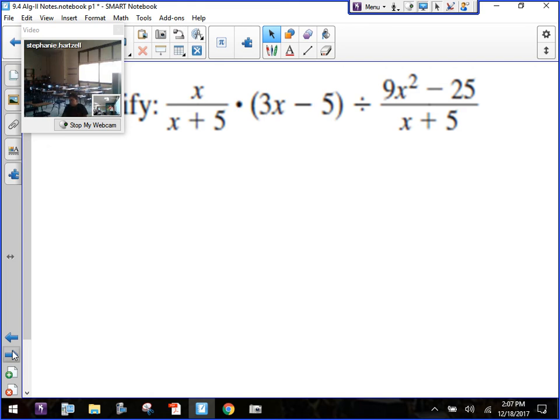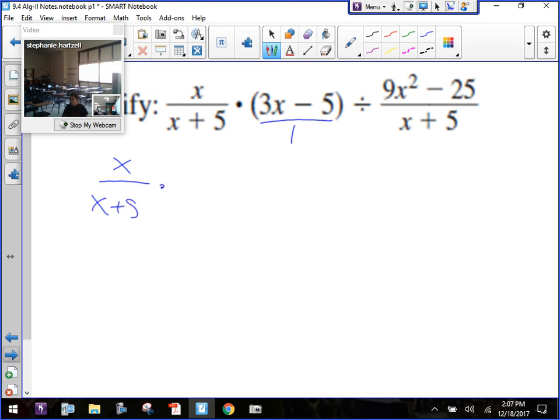Hopefully, when you put that 3x minus 5 over, so as you wrote this out, you probably did this: x over x plus 5, 3x minus 5 over 1 times x plus 5. 9x squared minus 25. What does that simplify to be? Difference is squared.